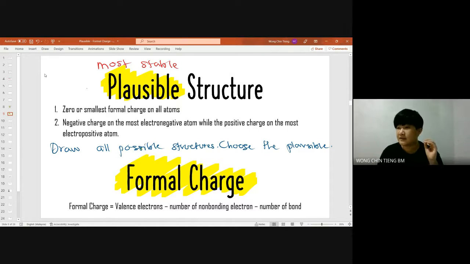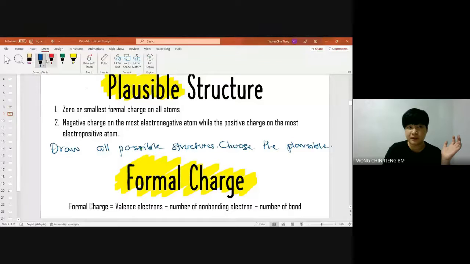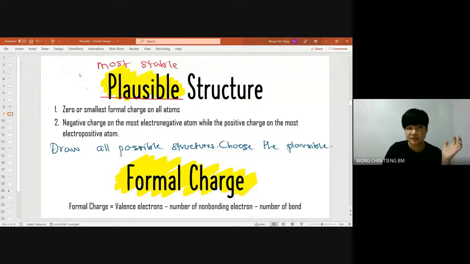5 markah ni, soalan tak mention formal charge. Tapi formal charge wajib ada. Itu maksud saya. Whenever you have plausible, alright, whenever you have plausible, the good friend adalah formal charge.